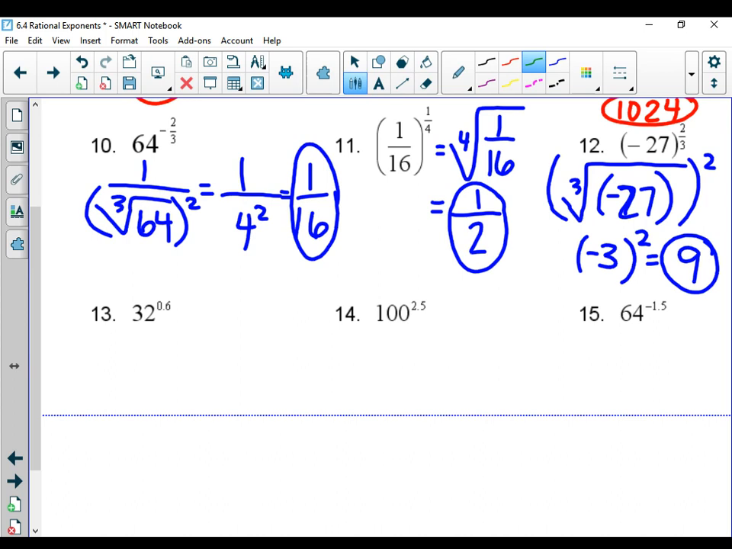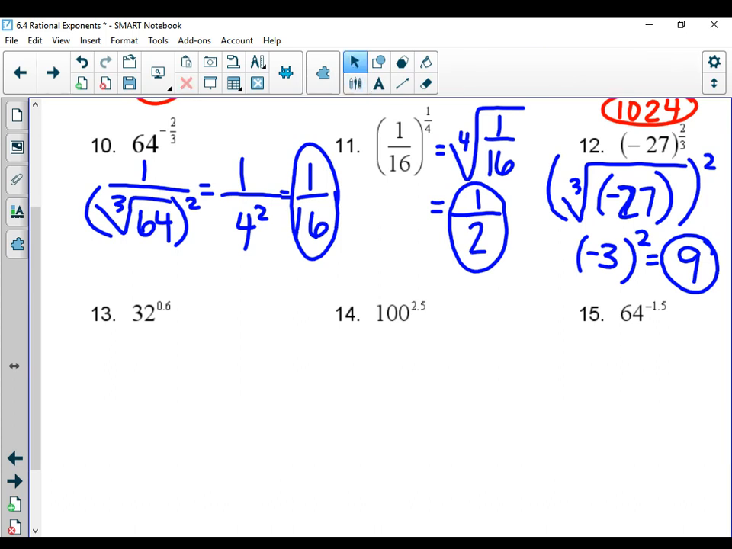Any questions on the first 6? Yeah. Why would 27 not become 9? It is an odd index. Right. So if I do negative 3 times negative 3, that's a positive 9, times another negative 3, that's negative 27. So that's legal if it's odd. I forgot that. There we go. All right.